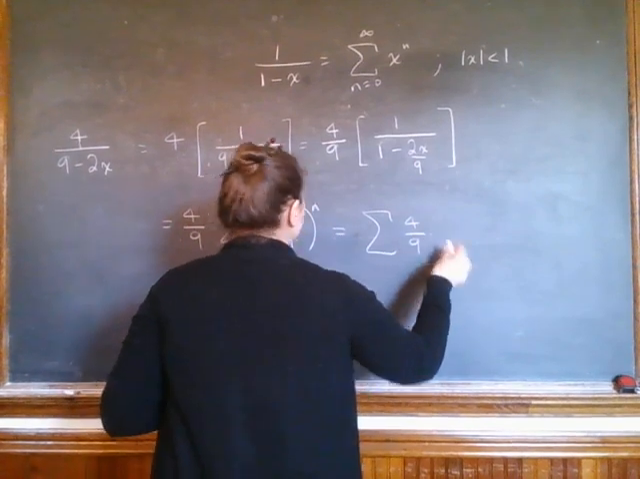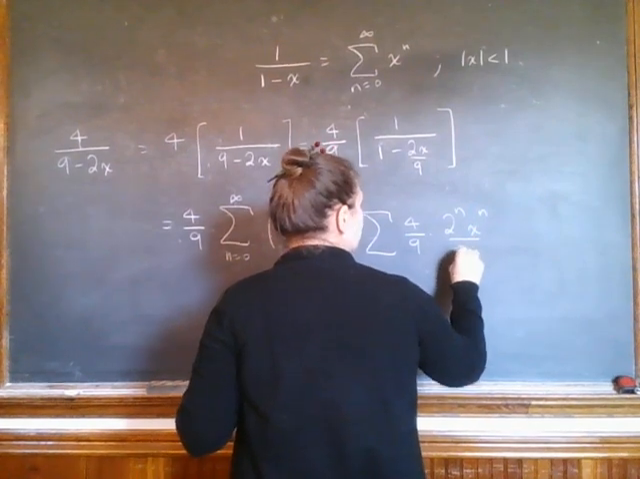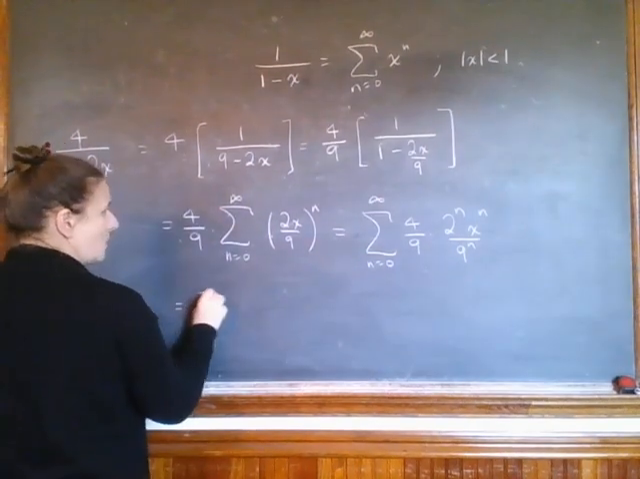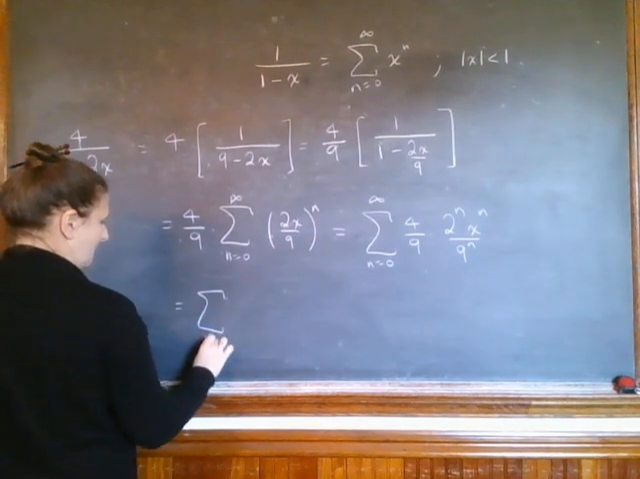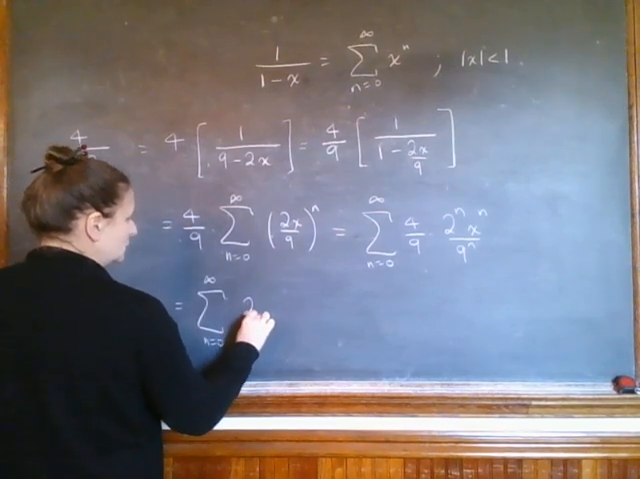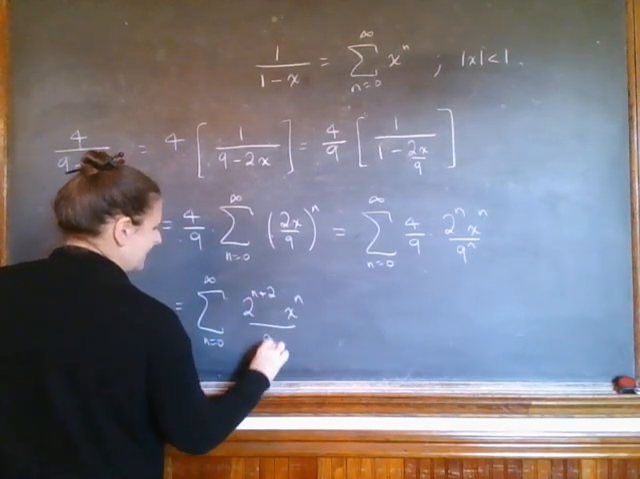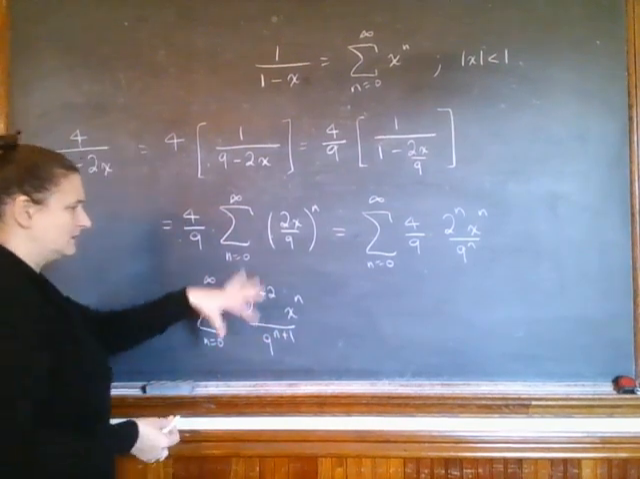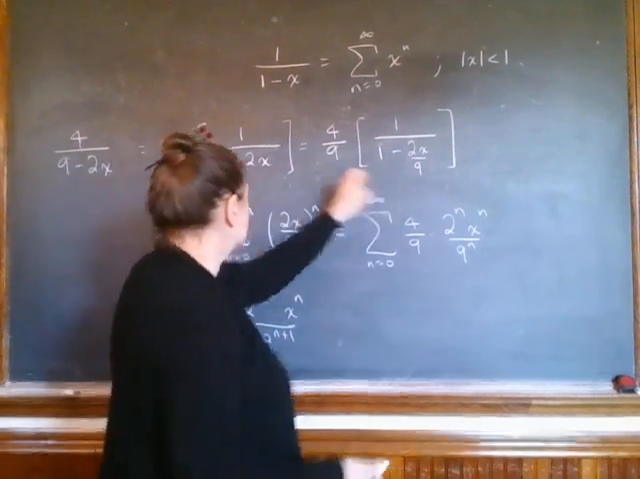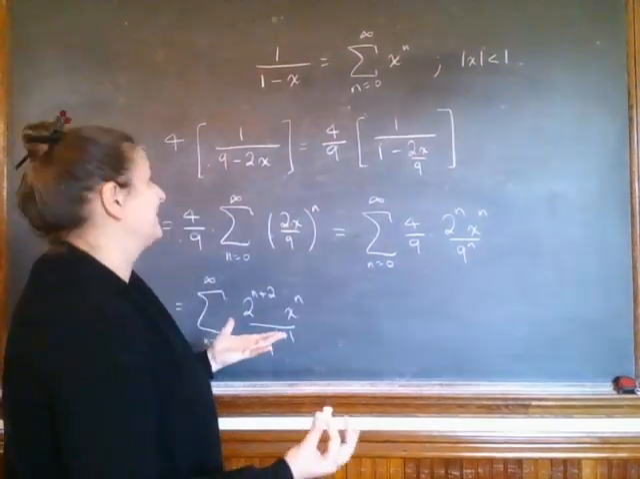So really, they kind of like to put everything back in. So, this would be 4 is 2 squared. So this would be 2 to the n plus 2, x to the n, 9 to the n plus 1, if you make them all together. Right? And so remember I put in 2 ninths x for the x, so I have to put it in here, right? This case is not squared in this particular example.